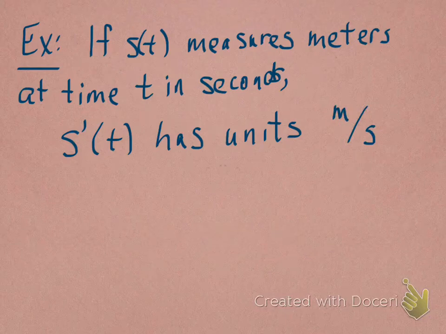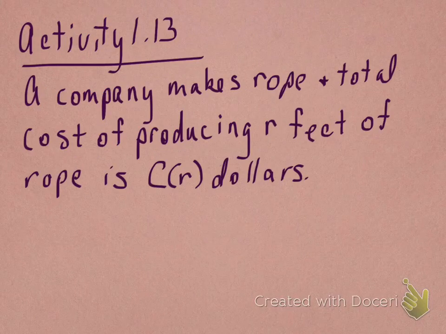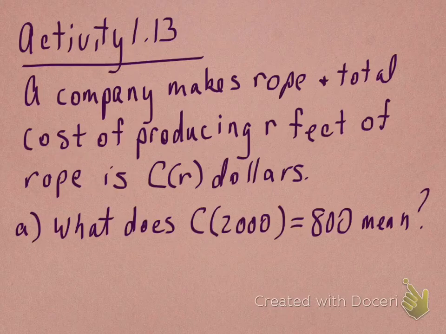That relationship is general, so it doesn't just have to be a position function. Here we'll see a business or economic example. This is activity 1.13 in your book, but I'm going to do it here in the video. Let's say a company makes rope, and the total cost of producing R feet of rope is C of R dollars. My first question is, what does the equation C of 2,000 equals 800 mean?